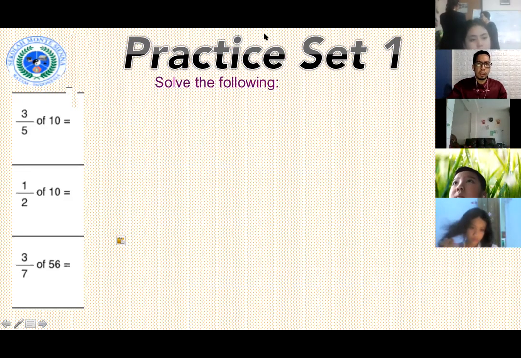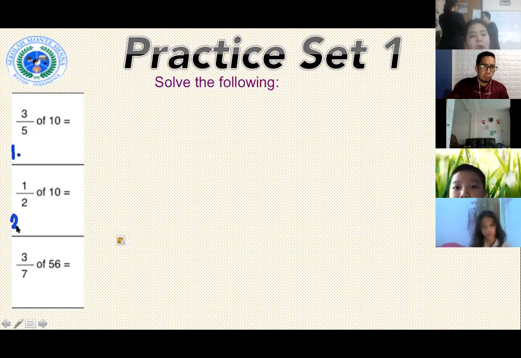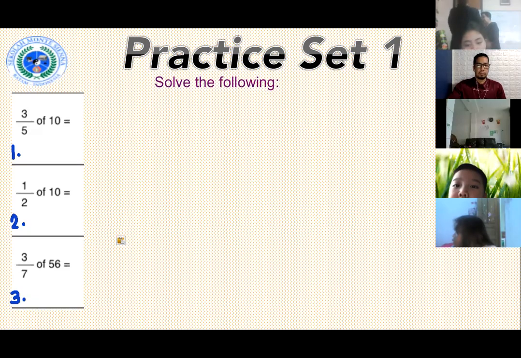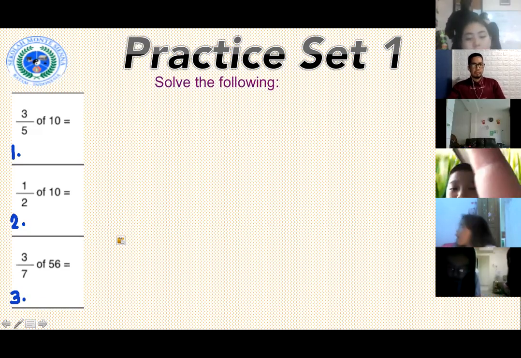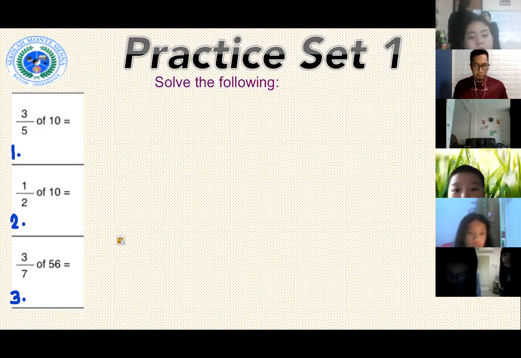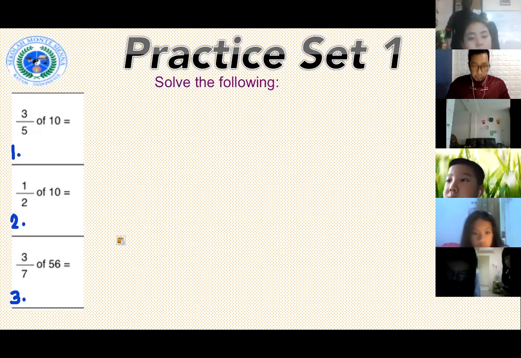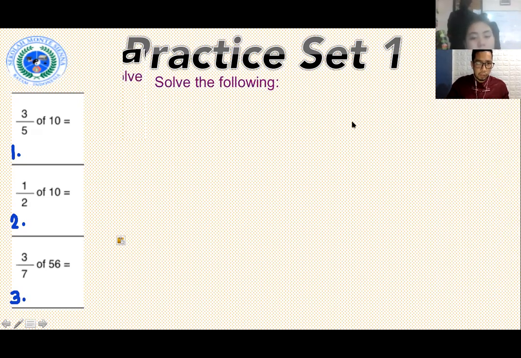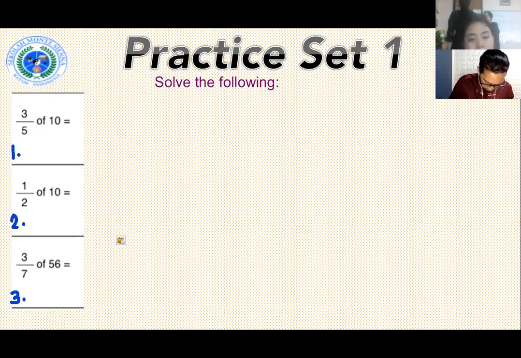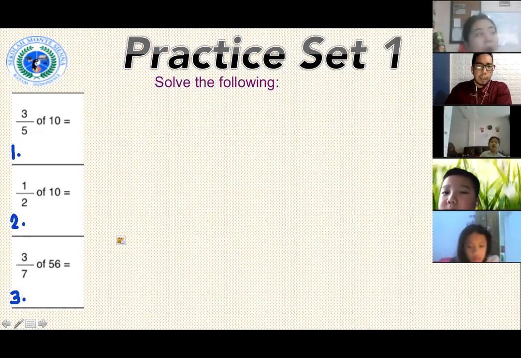Answer the following numbers 1, 2, and 3. Indicate the number in the chat. This is item 1, number 2, number 3. Go. Write your answer. Teacher, we only can choose one or answer these three? Answer everything. Okay, go. I'll be giving you time to answer. And then later you have to count how many items you answered correctly.